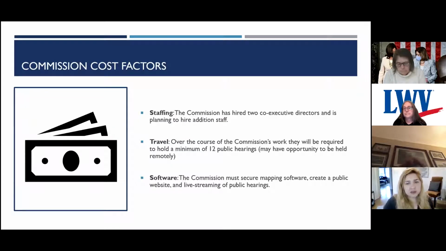Some of the things they're going to need to pay for are staffing. They've already hired their two co-executive directors. They haven't gotten a paycheck yet, but they are hired and they have been working.